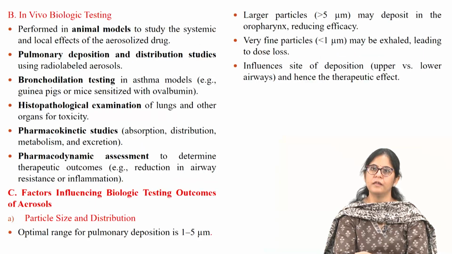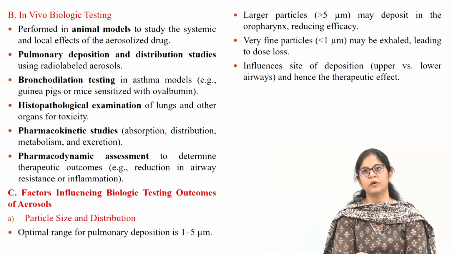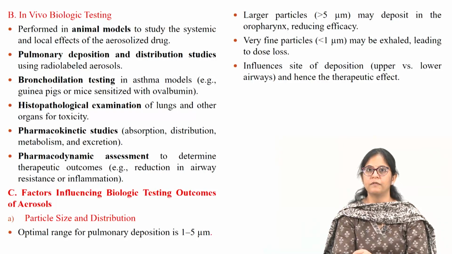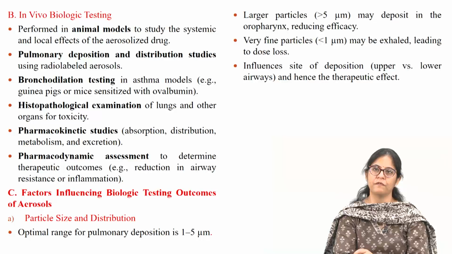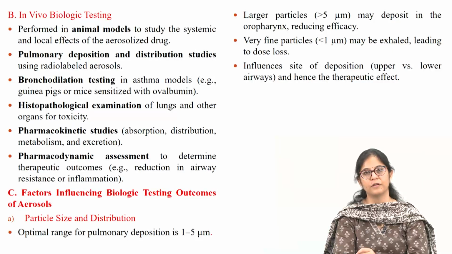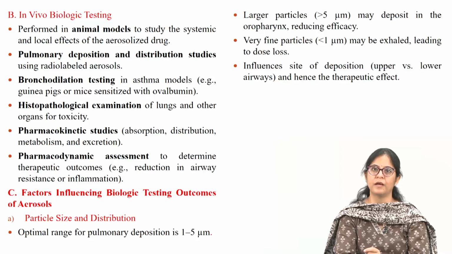In vivo studies can also be performed on animal models to study the systemic as well as local effects of the aerosolized drug. Pulmonary deposition and distribution studies using radio-labeled aerosols can be done. Bronchodilation testing in an asthma model, for example guinea pigs or mice sensitized with ovalbumin, can be done. Histopathological examination of lungs and other organs for toxicity is done.